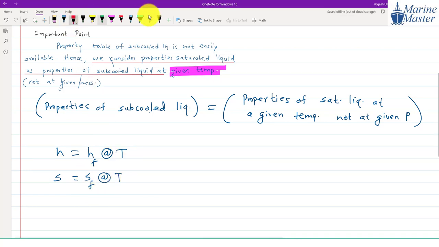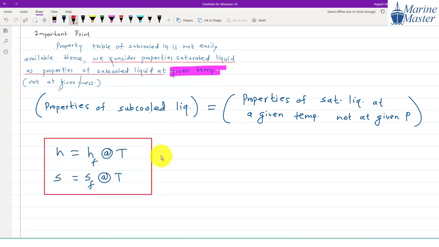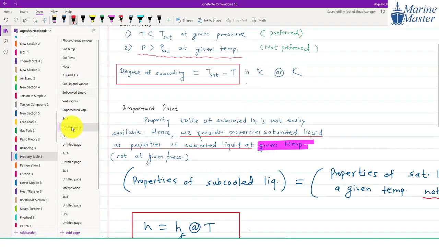So these are the things we have seen. Always remember this point. Whenever we need the enthalpy of subcooled liquid, it will be equal to the enthalpy of saturated liquid at a given temperature, not at a given pressure. Remember this point. And whenever we need the entropy of subcooled liquid, it will be equal to the entropy of saturated liquid at a given temperature. We are going to use that same property in this question.